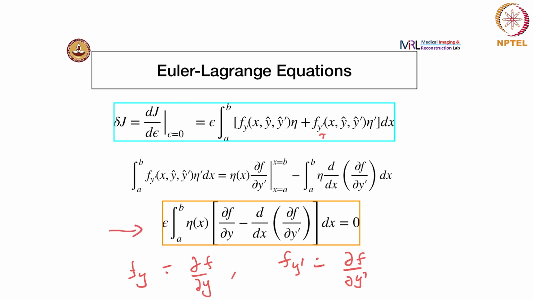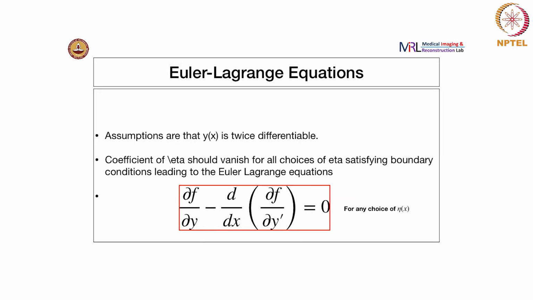Now all you have to do is focus on the term in the brackets. It turns out that we can prove that, in order for the integral to be 0 for any eta of x, this term should go to 0. The term that I have put in red bracket should go to 0. See that we did integration by parts for this f of y prime, the derivative with respect to y prime. If f is a function of y double prime also, then we'll have another term, and we'll have to do integration by parts twice. That we can prove.